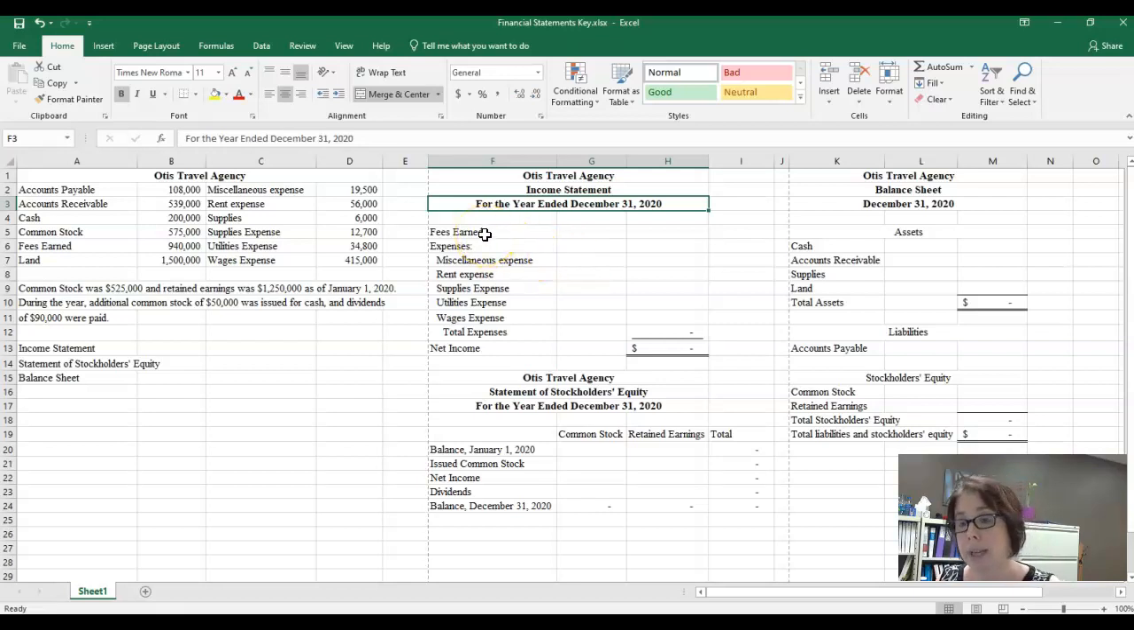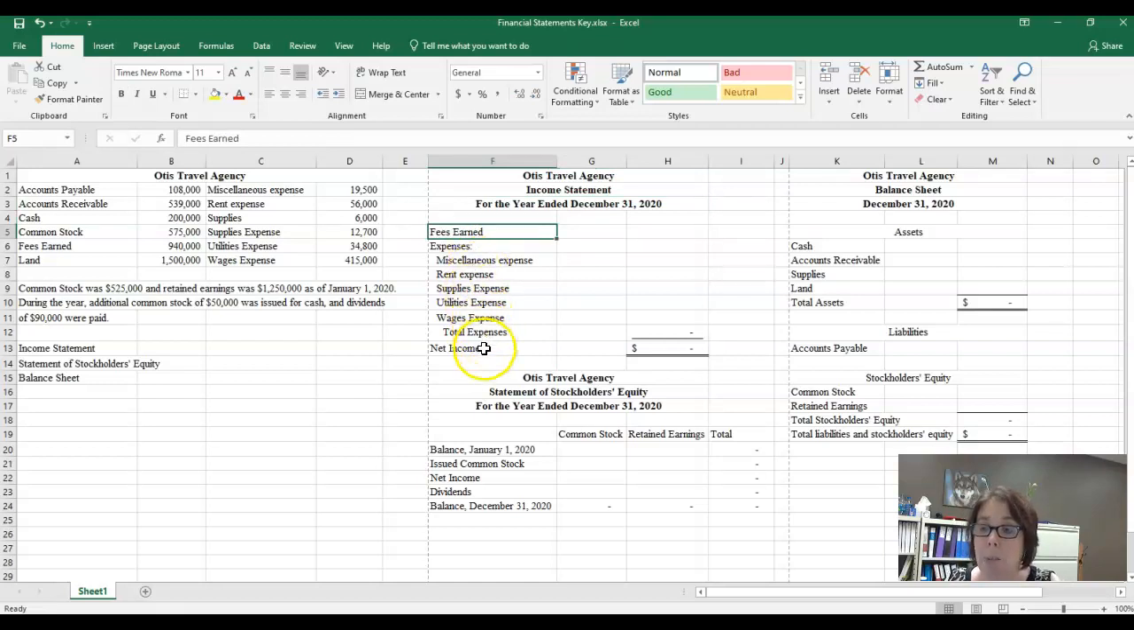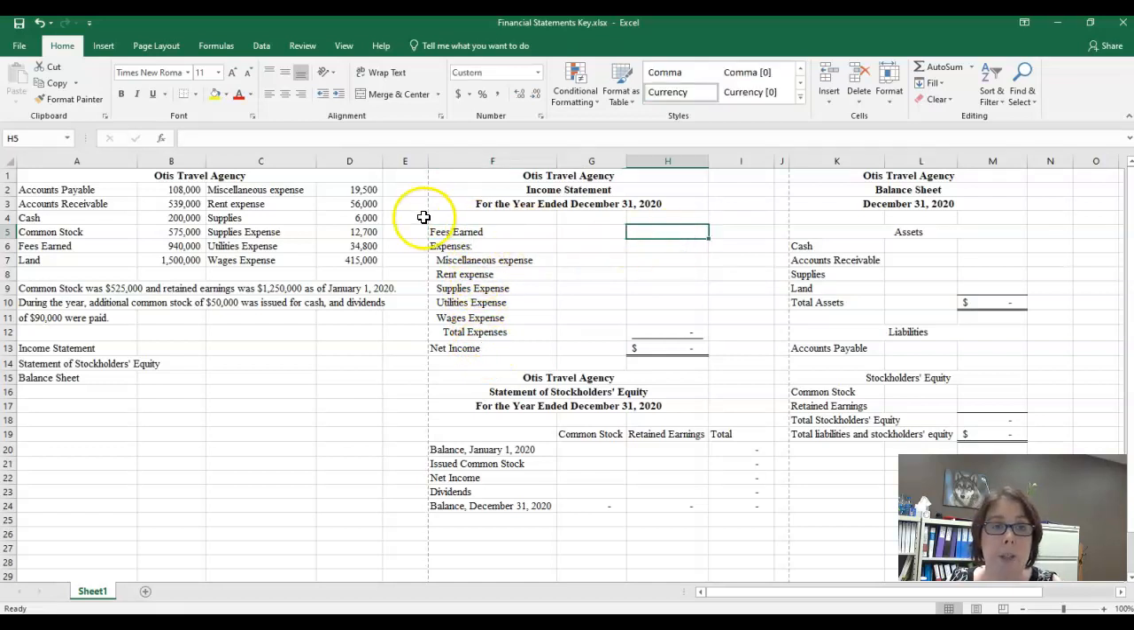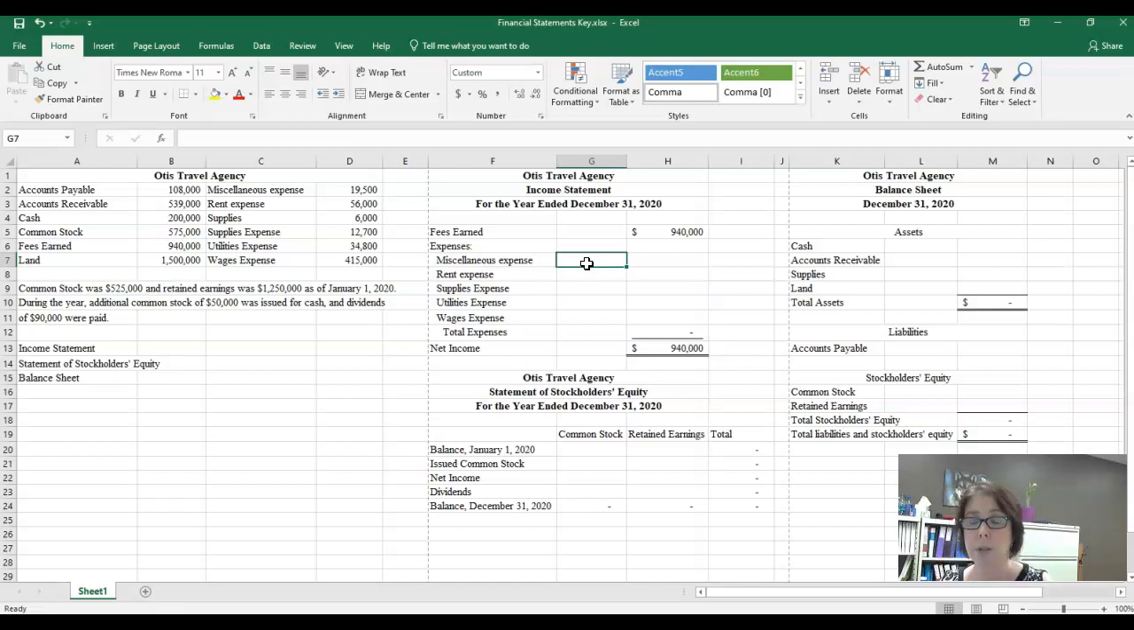So on the income statement, we are looking at any income that we've earned and reducing it by the expenses that we had for the year. So on this one, our fees earned, and we will go over here, were 940,000. Okay, I'll put that in there. Next, we list our expenses. Now, this is just a very sample income statement. We will be growing this income statement. This does not list all the accounts, but just this gives you an idea of what they look like.